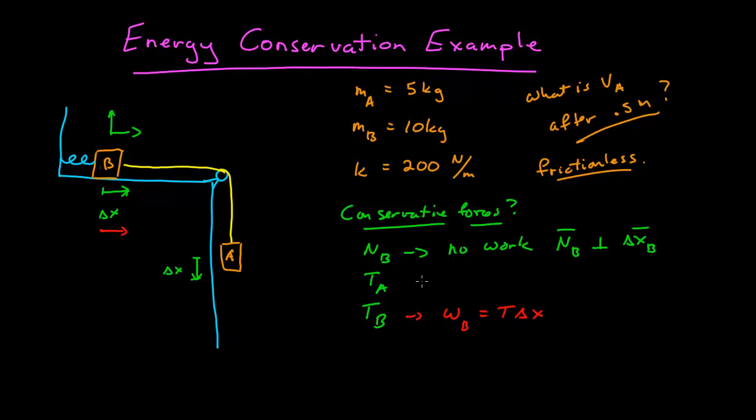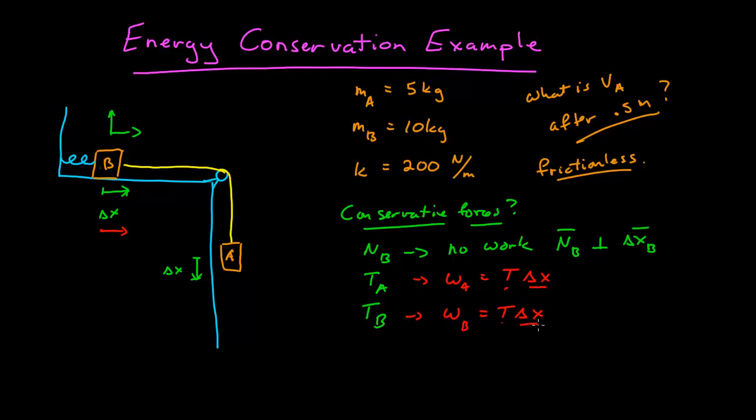that's equal to the tension in the rope times the displacement, and they're in the same direction, so that's positive. Now, the tension is also going to do some work on mass A. That work is equal to the tension, which is everywhere the same, so this tension is equal to this tension, times the displacement of mass A.